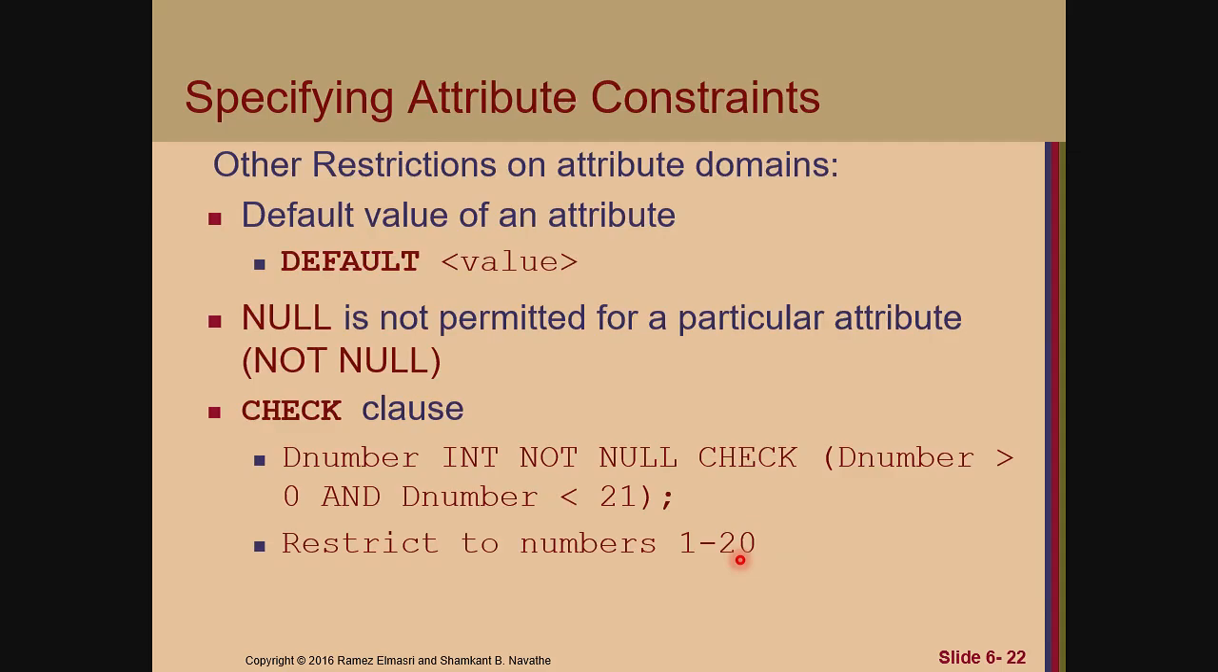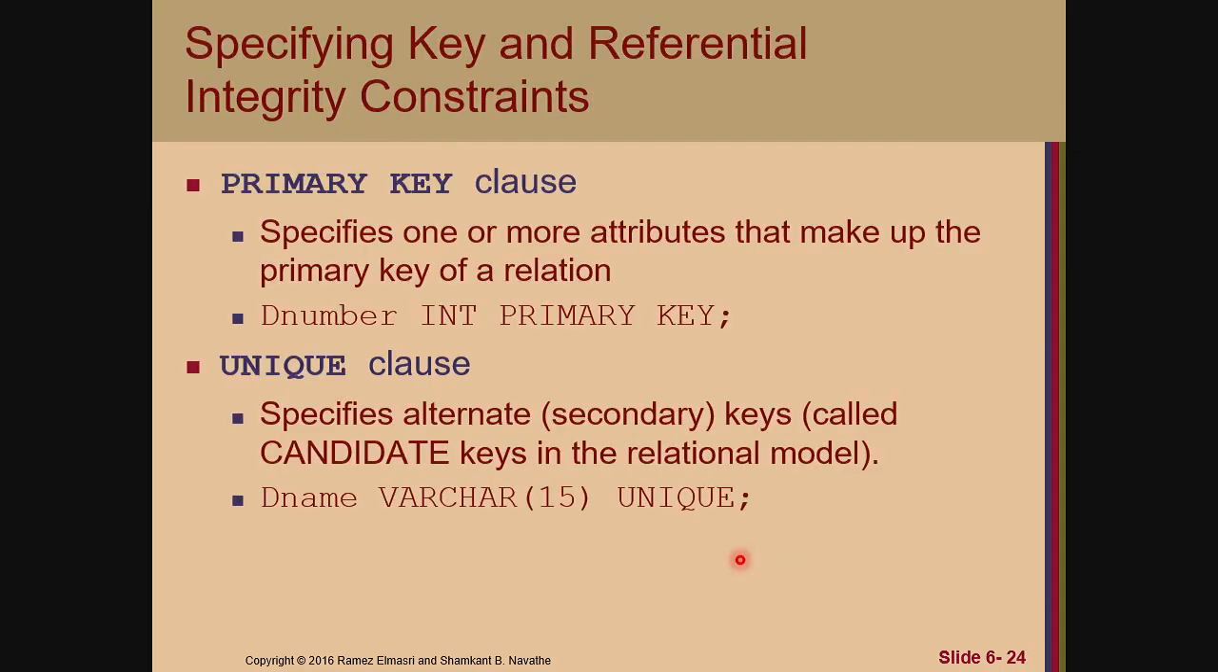Check clause. Here, primary key. What is primary key? Sometimes the data is just defined to be unique. If it's unique, of course, it can be a key, right? But if the column is unique but not selected as the primary key, then it becomes the secondary key.